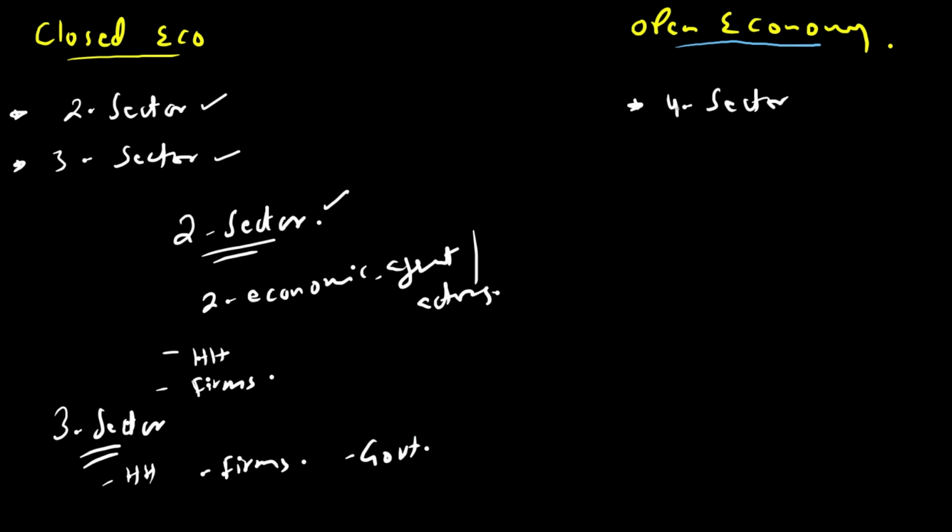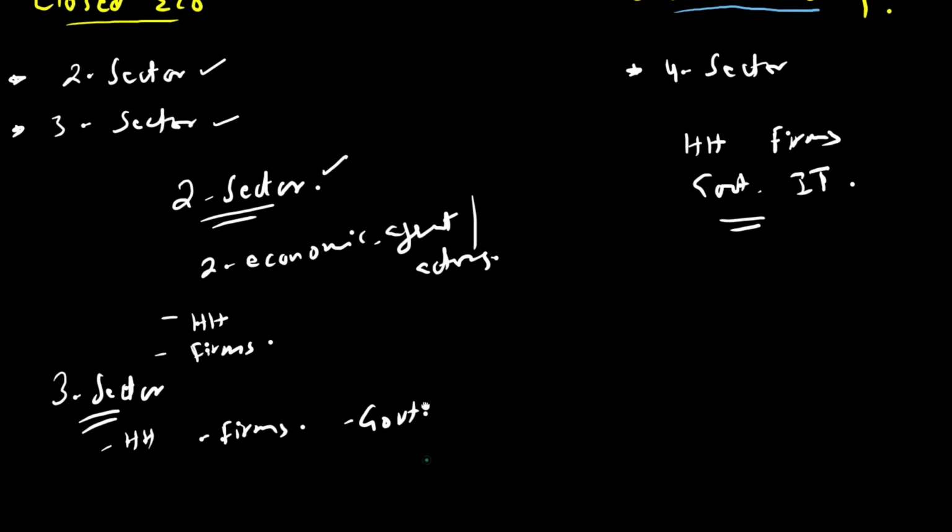And in 4 sector economy there are 4 economic agents or actors, including households, firms, government and international trade. I'm using IT for international trade. So this is the difference between closed and open economies. Now moving to the circular flow of income, how income flows between different economic actors in 2 sector economies. So first of all, I'm focusing on 2 sector economy.